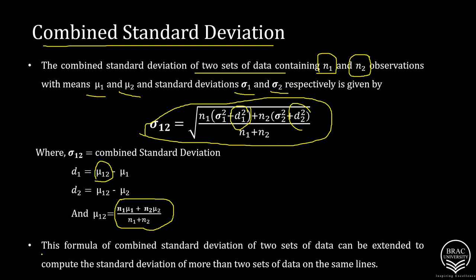So this formula of combined standard deviation of two sets of data can be extended to compute the standard deviation of more than two sets of data on the same lines. That is, we can just take n3 and sigma 3 and d3 and just write here sigma 1 2 3.